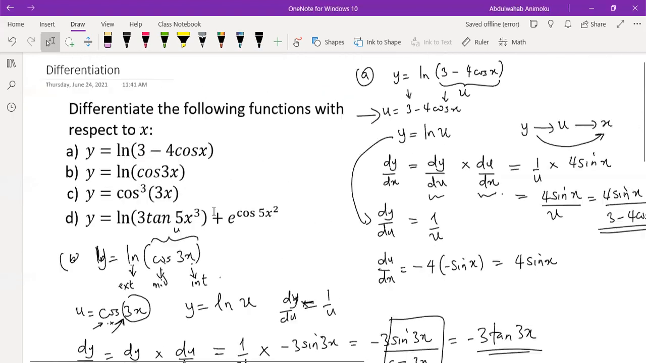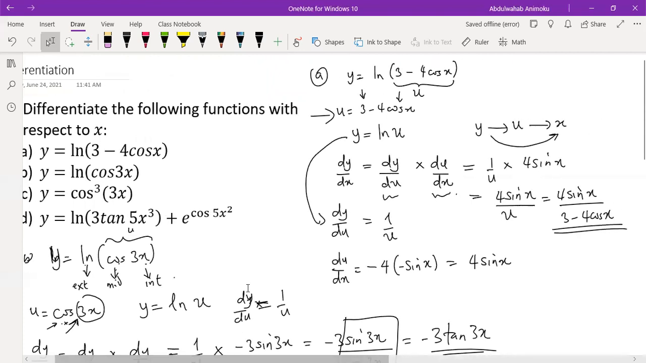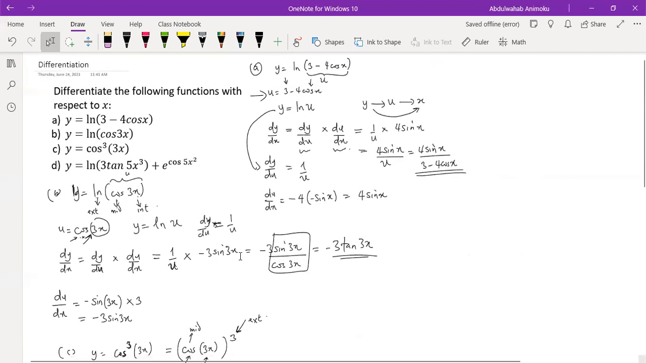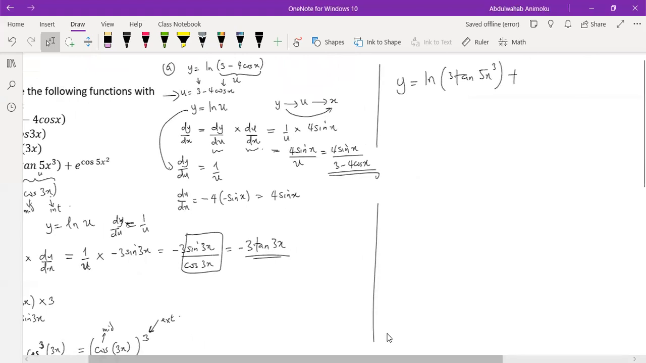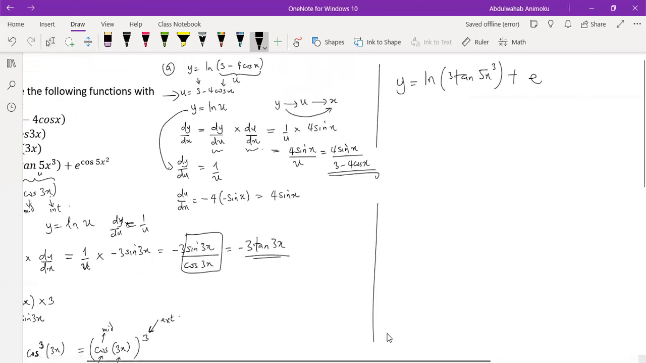And finally, let's solve the D part. Now, the D part is meant to challenge you, right? So let's look at the D part from here. Let's write the function out. So we have y as ln of 3 tan 5x raised to power 3, plus e raised to power cosine 5x squared. e raised to power cos 5x squared.